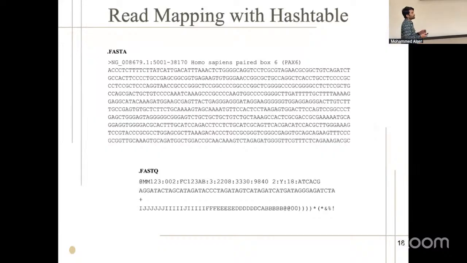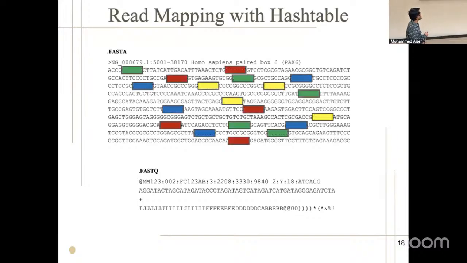Now that we have the hash table, during read mapping we have the locations of different sequences in the reference genome stored in the hash table. We have the FASTQ file. Instead of looking through all positions, first we get a small seed from the FASTQ as well, and we look for the position of that small sequence in the hash table. Then we match with the reference genome only at those positions.